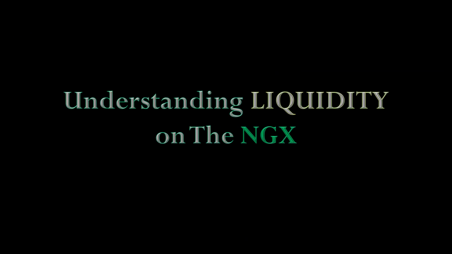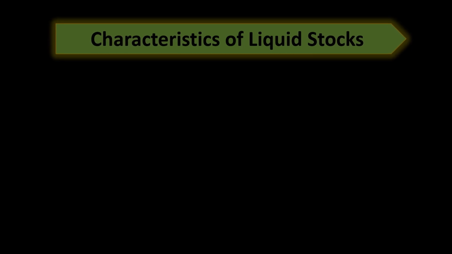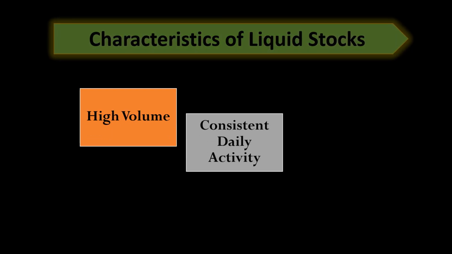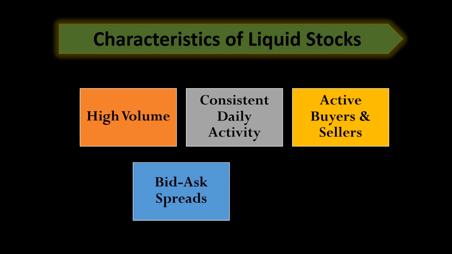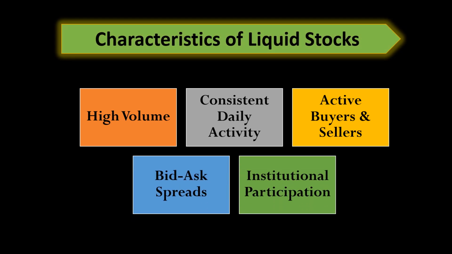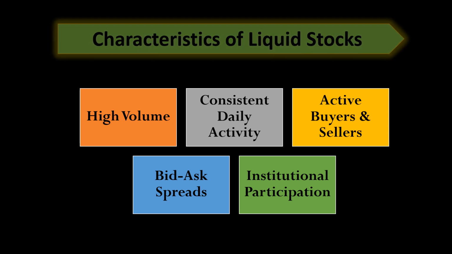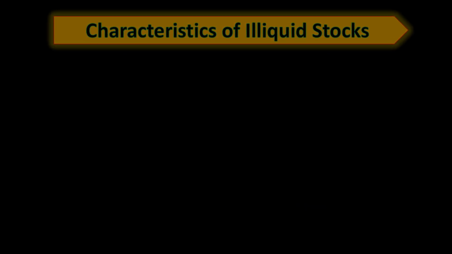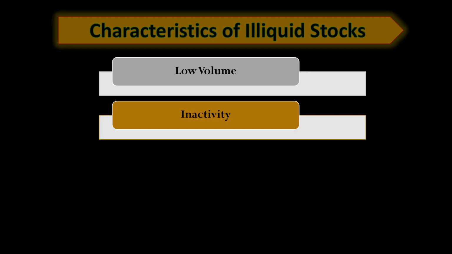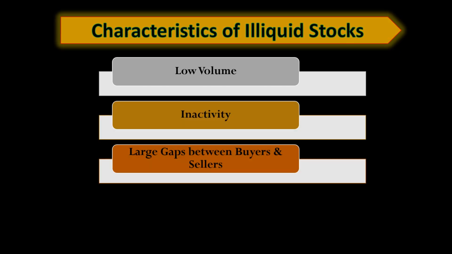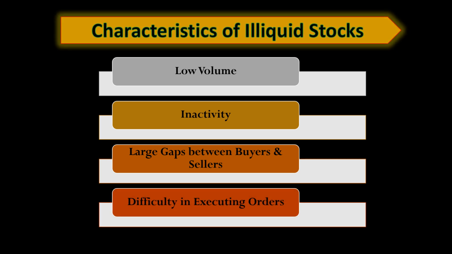Now let's talk about how liquidity appears on the NGX. Highly liquid stocks usually have high trading volume, consistent daily activity, active participation from buyers and sellers, narrow bid-ask spreads, and institutional participation. These are often found among large-cap companies, banking stocks, telecom stocks, and major industrial companies. On the other hand, illiquid stocks usually show very low volume, long periods of inactivity, large gaps between buyers and sellers, and difficulty executing orders.